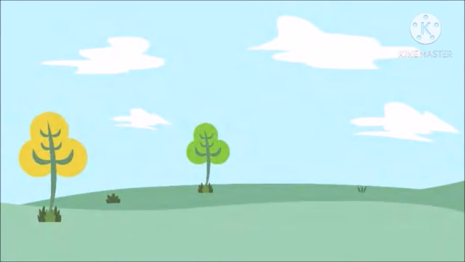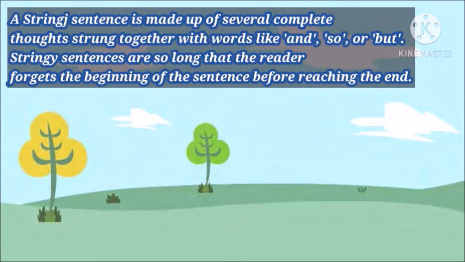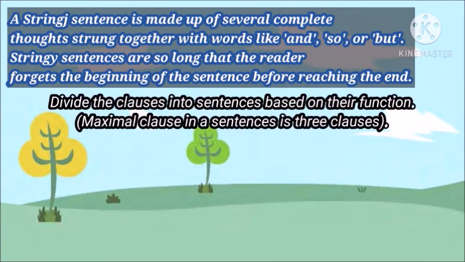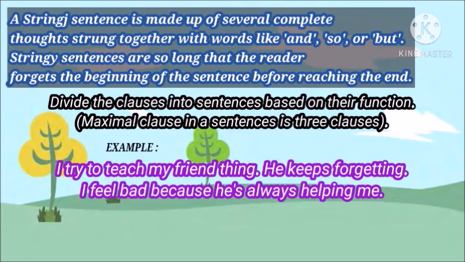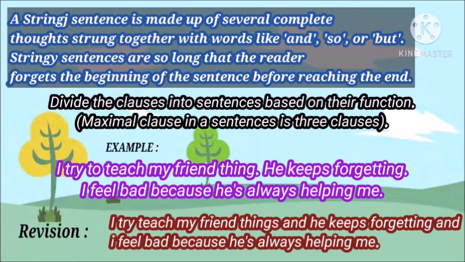The last sentence error is stringy sentences. A stringy sentence is made up of several complete thoughts strung together with words like and, so, or but. Stringy sentences are so long that the writer forgets the beginning of the sentence before reaching the end. For revision, we can divide the clauses into sentences based on their function. The maximum number of clauses in a sentence is three. See more examples of this on the slide.